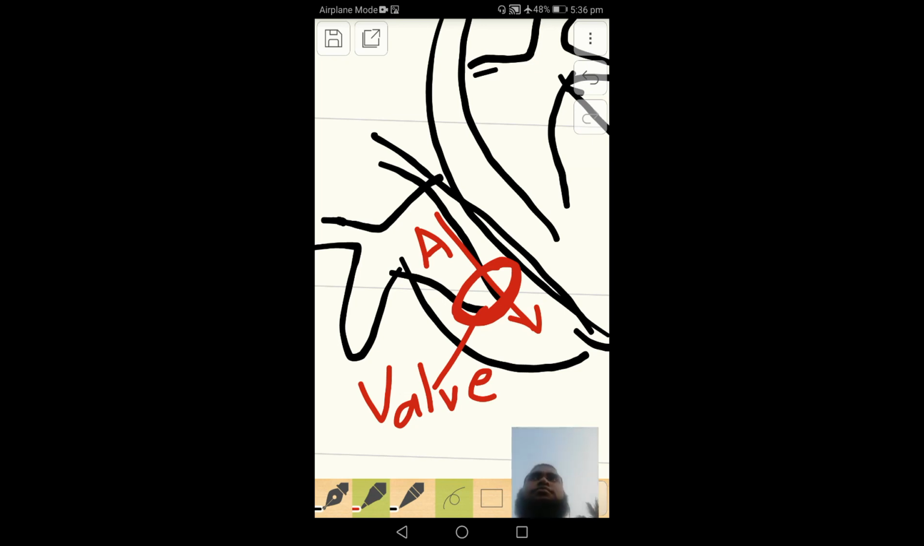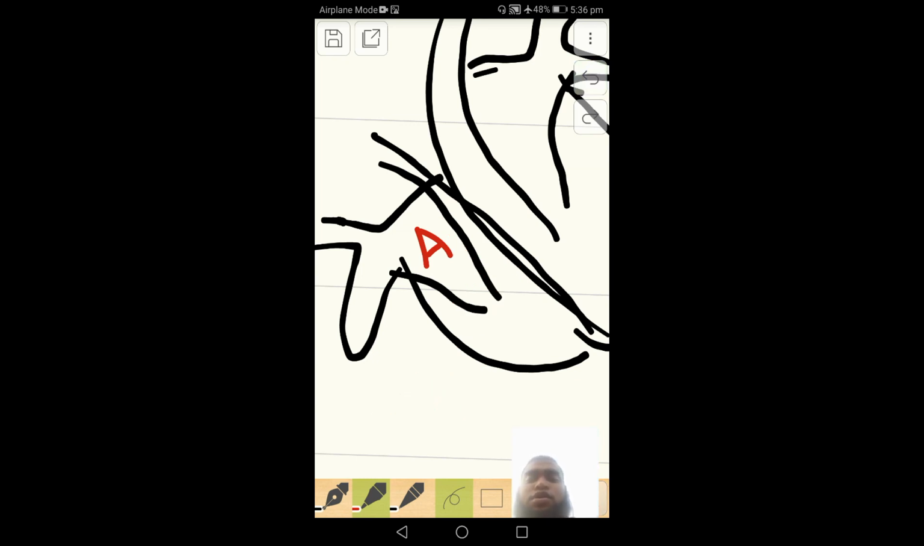Now what is a valve? A valve is simply a door that allows something to flow in one direction only. All right, now look here, when the atrium contracts, blood flows from the atrium to the ventricle and the valve opens, since there is a sideways pressure on the valve.